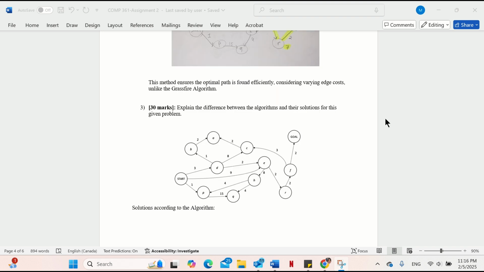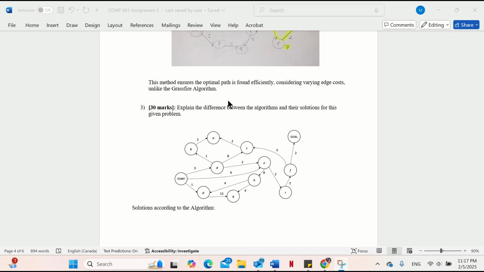Now let's compare both algorithms. The Grassfire algorithm is simple and useful in grid-based environments, but it doesn't work well for graphs with varying edge costs. It identifies the shortest path in terms of the number of moves, but not in terms of actual travel distance. This makes it unusable for problems where the distance between nodes varies significantly.